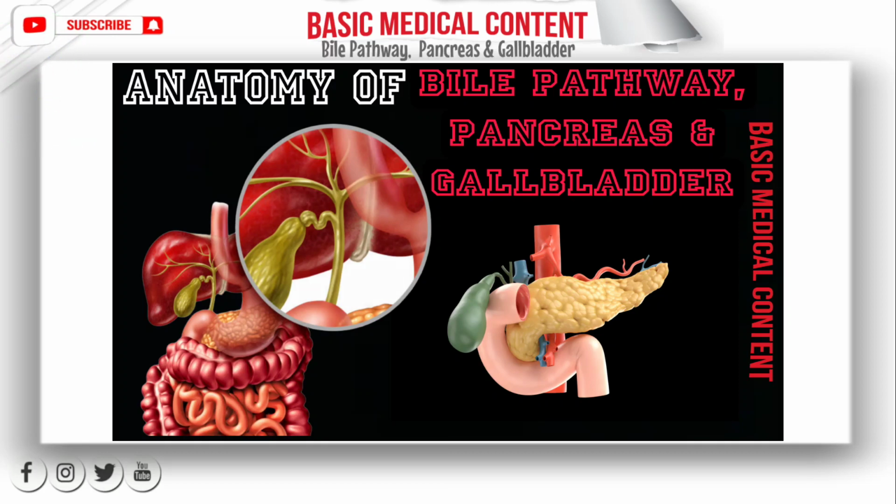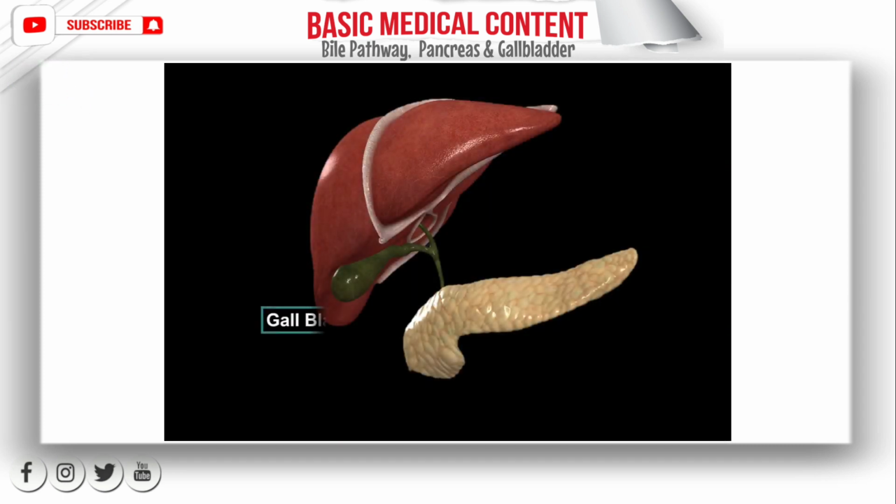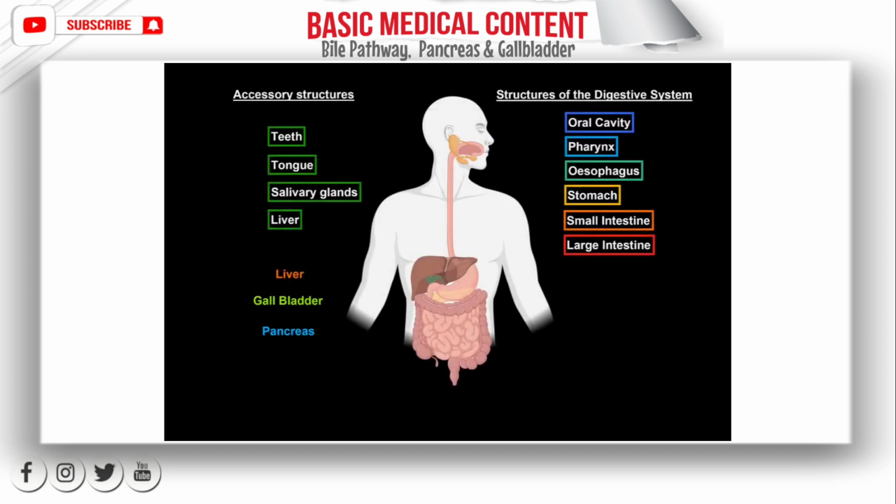Hey, what's up? In this video, we're going to go through the anatomy of the gallbladder, bile pathway, and the pancreas, which are organs we call accessory organs. Accessory organs are not a part of the digestive tract, but they have an essential role in the actual digestion. That's why they're called accessory organs.